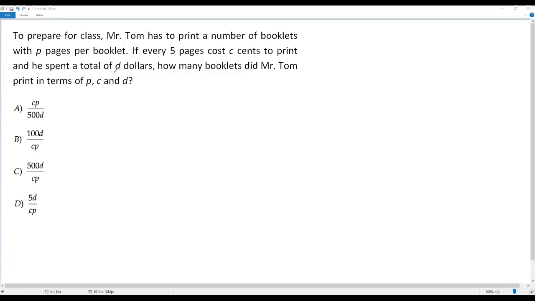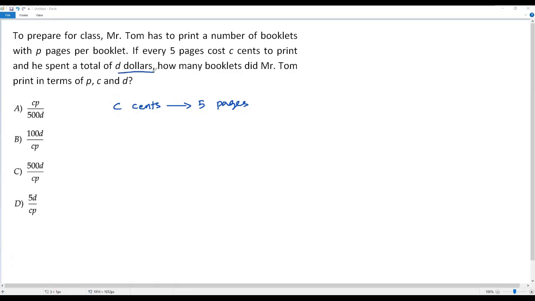Here we have the amount of money, that is D dollars. With this money, we have to find the number of booklets printed by Mr. Tom. Let's consider the information we have over here. Every 5 pages cost C cents to print. That is, using the money C cents, we can print 5 pages. Let me write this information over here.